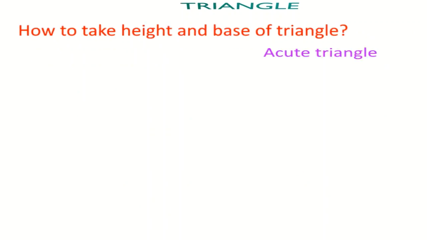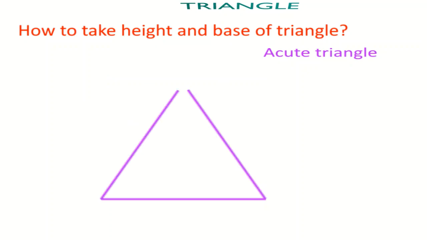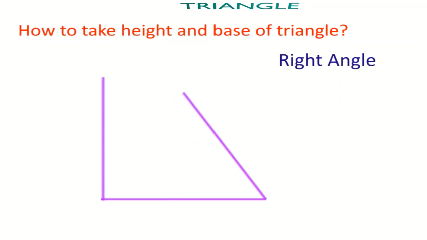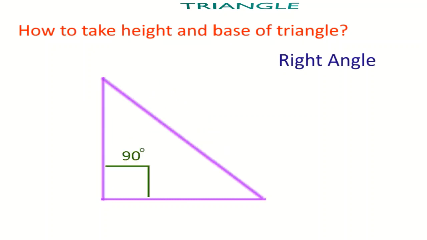An acute triangle is a triangle with 3 acute angles, which means less than 90 degrees. This is the way to look at the height and base of a triangle. A right-angled triangle is a triangle in which one angle is a right angle, that is, a 90-degree angle. This is the way to look at the height and base of a triangle.